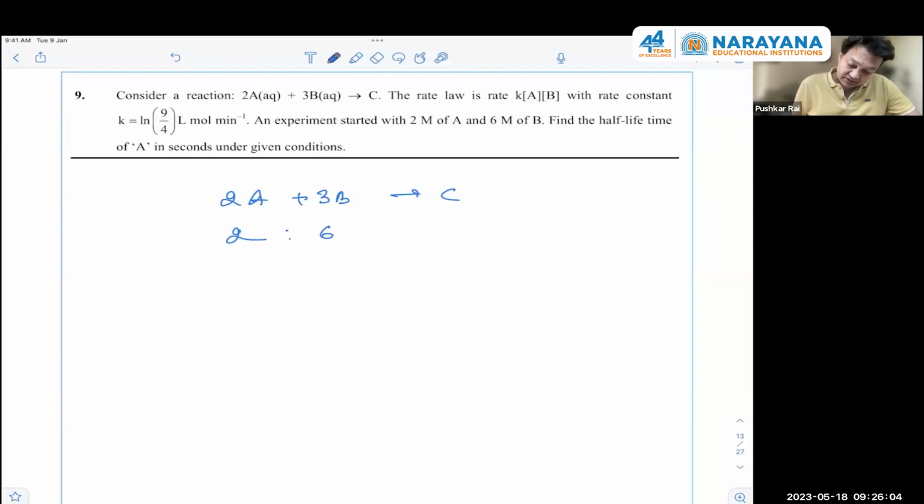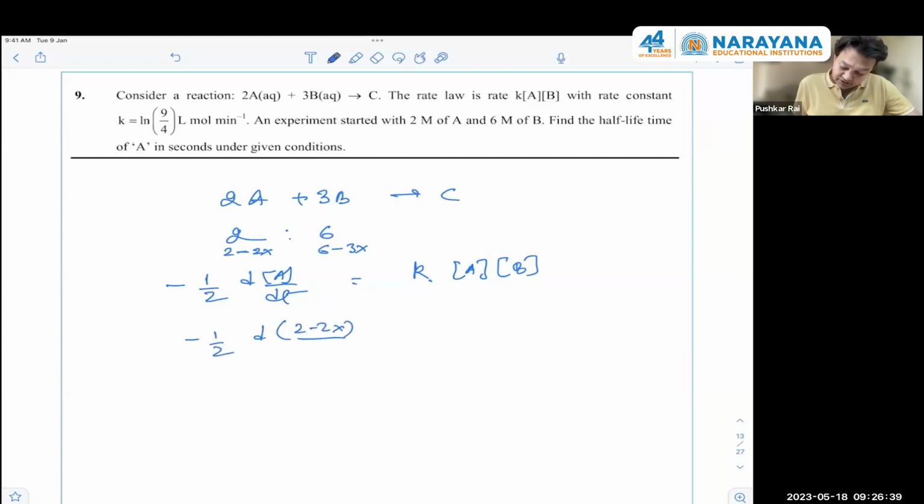Because there you will set up the rate equation like this: 1 by 2 dA by dt is equal to k times A into B. Immediately we'll stick to this point that this is 2 and 6. So you will write here 2 minus 2x, and this will be 6 minus 3x. So if you write 2 minus 2x, then minus 1 by 2 d(2 minus 2x) upon dt. I think that we are wasting time here. You can easily do it.